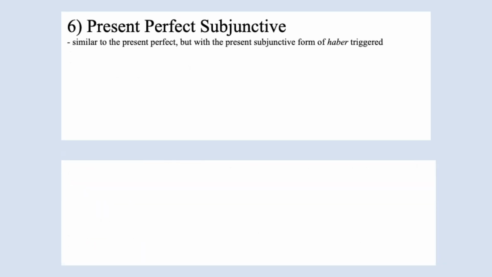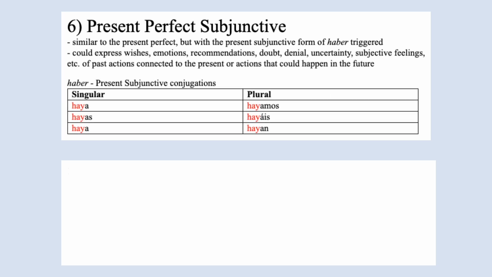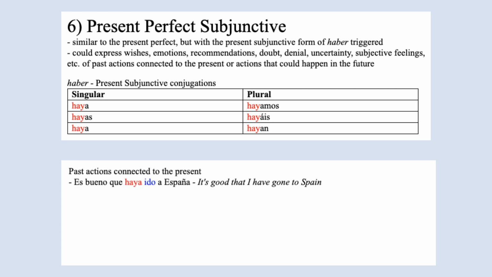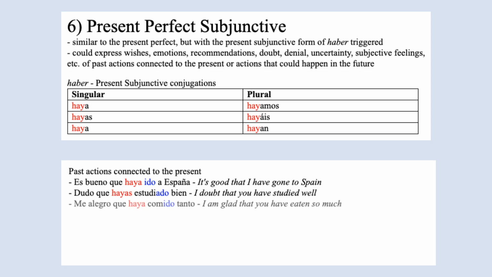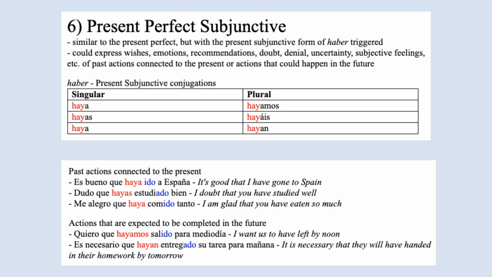The present perfect subjunctive is similar to the present perfect, but with the present subjunctive form of haber activated. Es bueno que haya ido a España. Dudo que hayas estudiado bien. Me alegro que haya comido tanto. Quiero que hayamos salido para mediodía. Es necesario que hayan entregado su tarea para mañana.